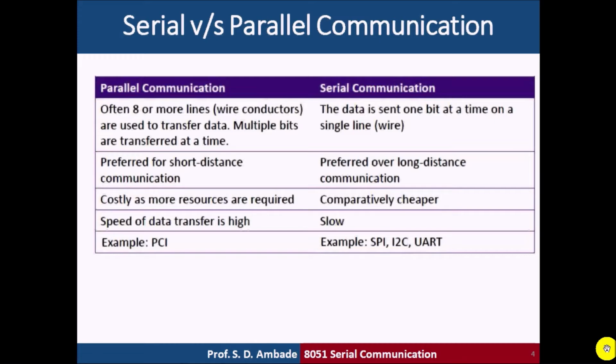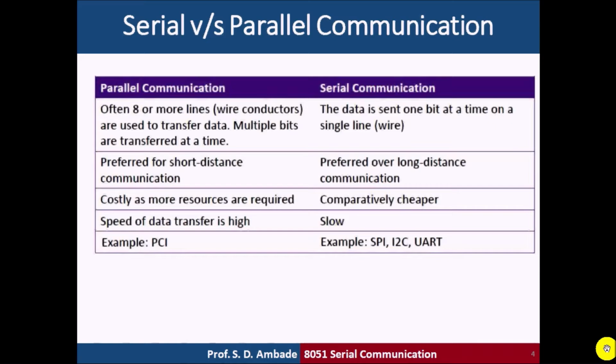In parallel communication, there are often 8 or more lines. Lines means the conducting wires used to transfer data. Multiple bits are transferred at a time. An example of this parallel communication is our port. Whenever we connect an input-output device with 8051 via any of port 0, port 1, port 2 or port 3, it is an example of parallel communication, because at a time we are transferring 8-bit data.